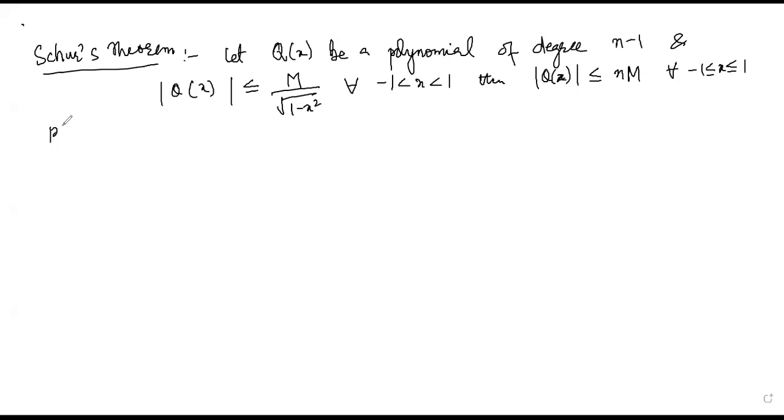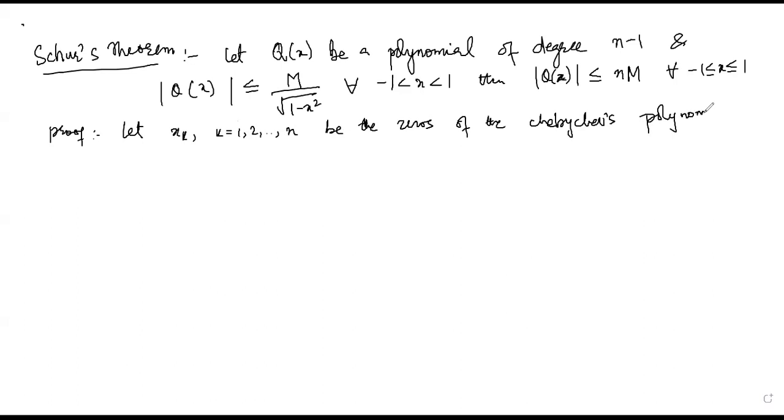Now we do something very interesting. We say let x_k, k runs from 1 to n, be the zeros of the Chebyshev polynomial of first kind, and you know what that is? T_n(x). And then of course, as you know how its zeros are, for the sake of it let's write it down.